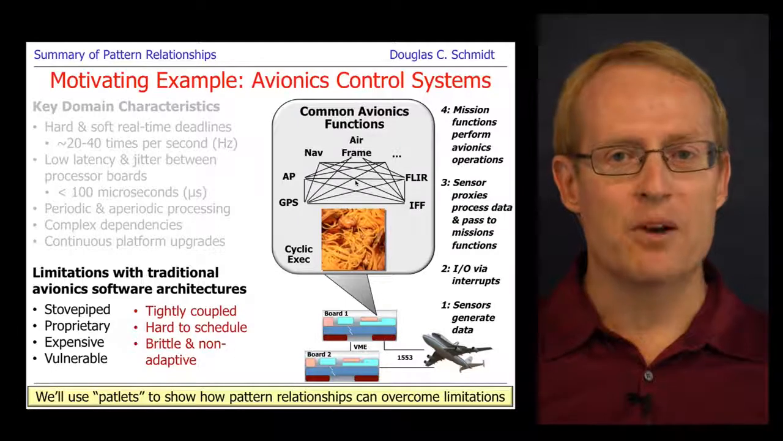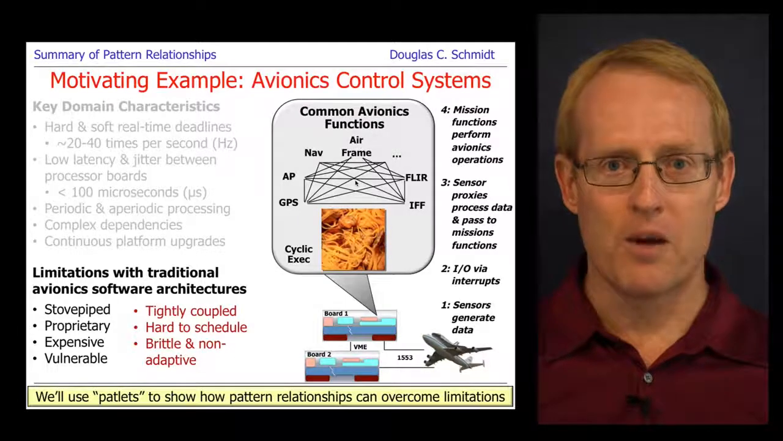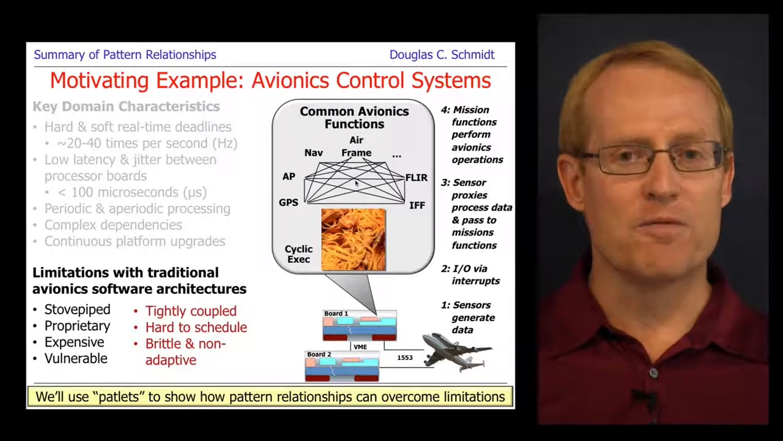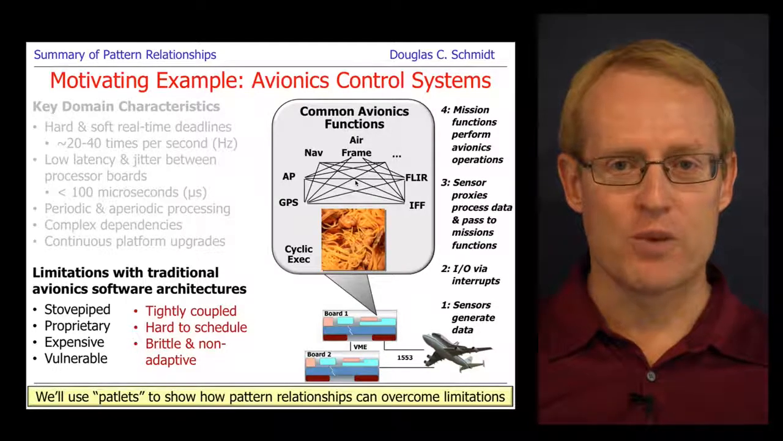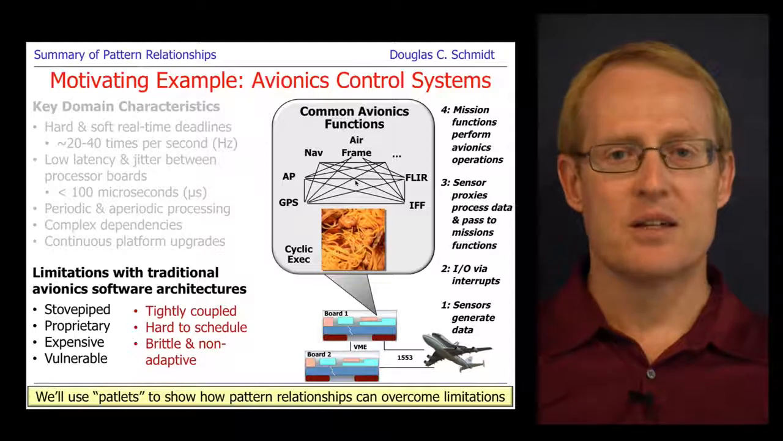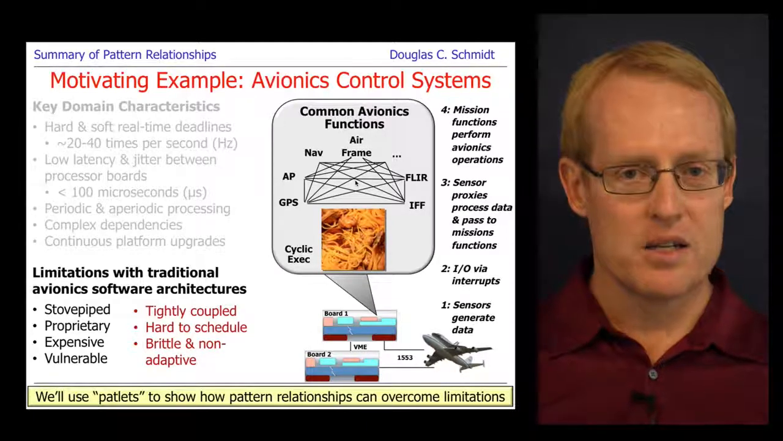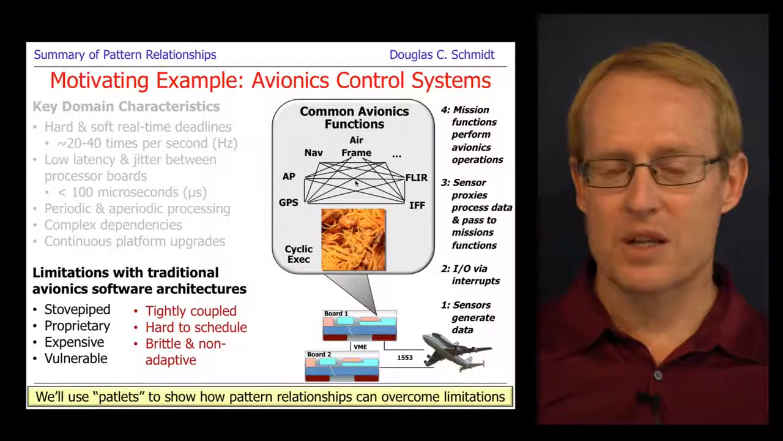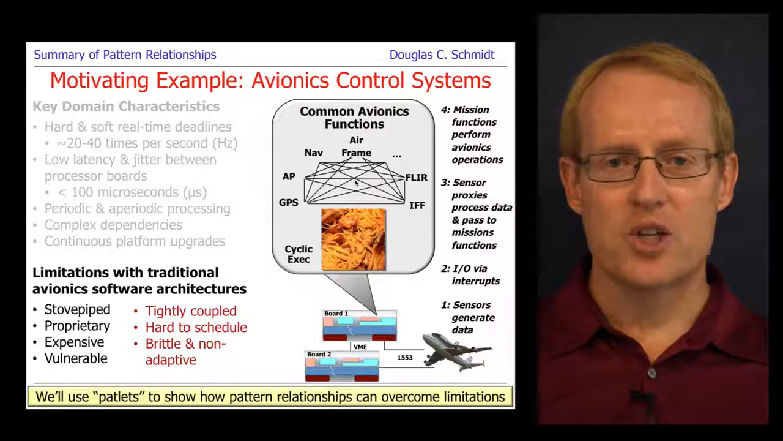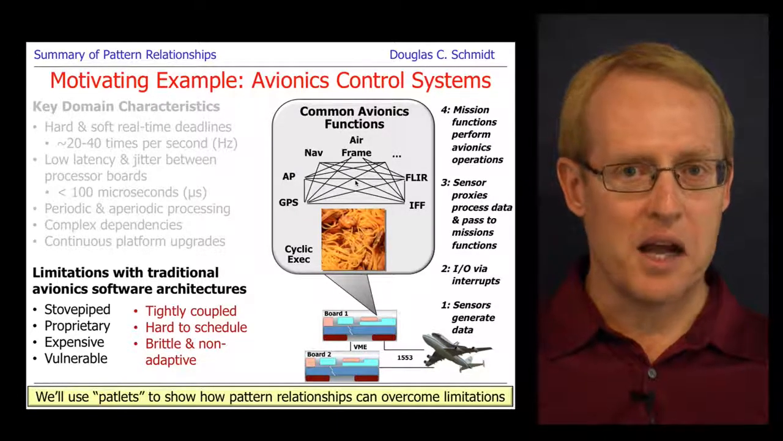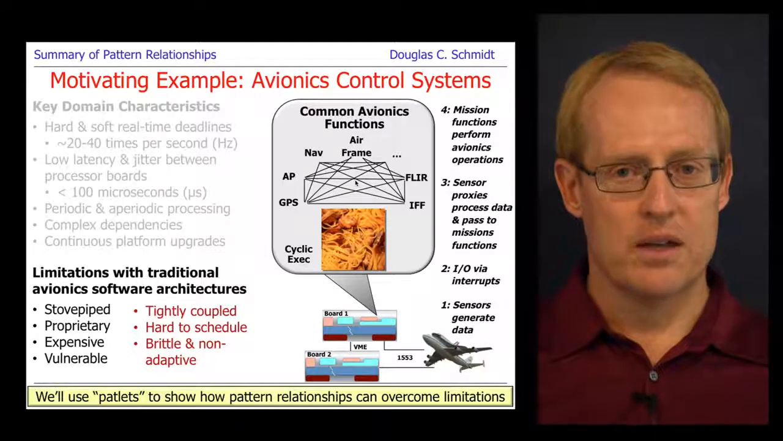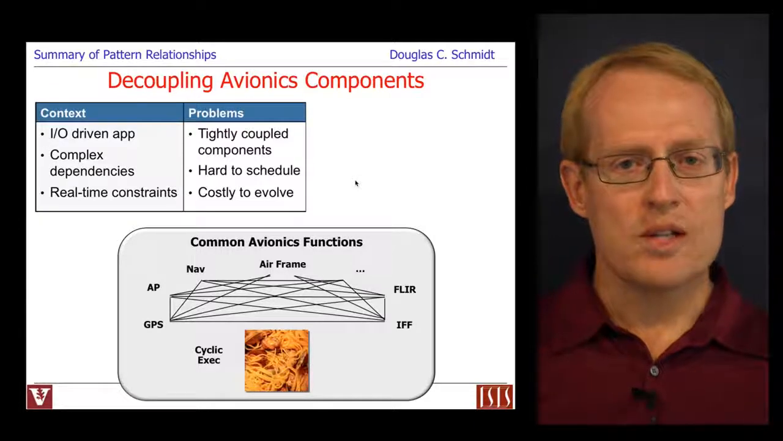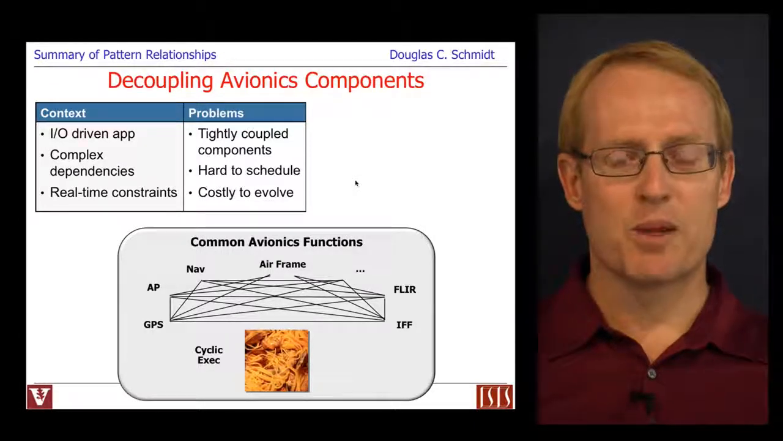To describe the patterns, we're going to use an abbreviated form of pattern description known as a patlet. We're not going to do the full-blown pattern descriptions that we've done in some of our other slides, but instead we're going to focus on some of the key characteristics. What's the context? What are the problems? Outline the solution, and then show how we can apply the solution in the context of our case study of avionics control systems. So let's start by talking about some of the problems we ran into.